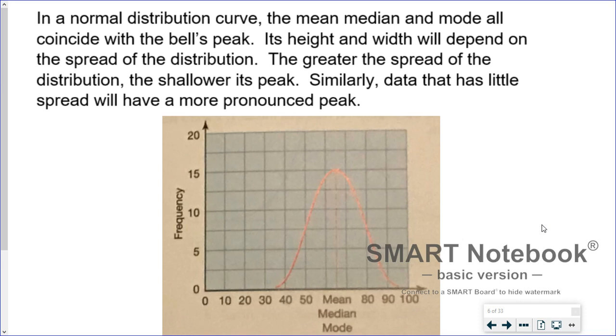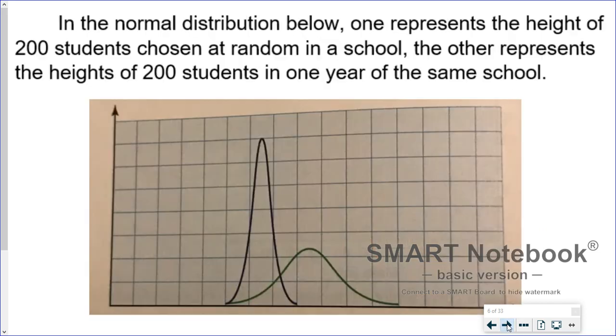Its height and width will depend on the spread of the distribution. The greater the spread of the distribution, the shallower its peak. Similarly, data that has a little spread will have a more pronounced peak. Right? And basically, when we're talking about spread here, we're talking about standard deviation, which is a measure of dispersion that we studied last week as well.